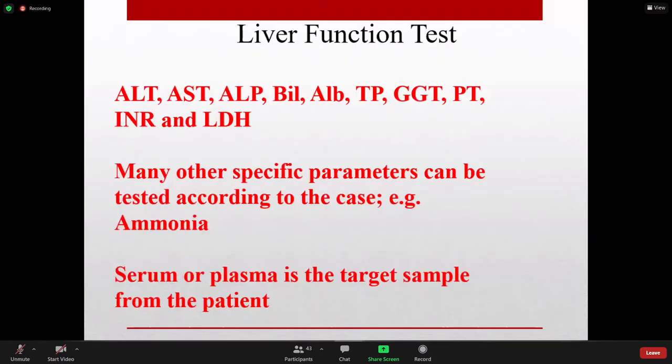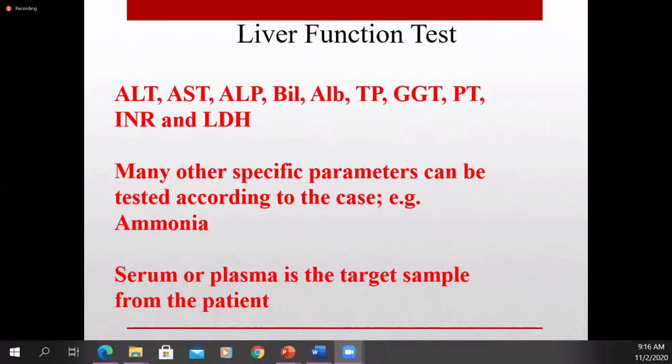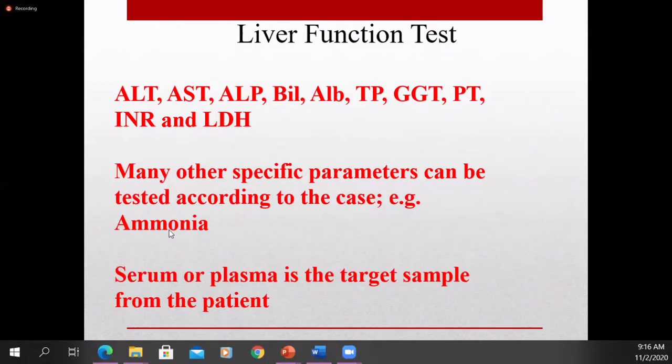Okay, share screen. Okay, here we go. As we said a moment ago, we have parameters that could be fewer or more than the panel available. So we have a huge panel of the liver test depending on the case itself. For example, sometimes you could request ammonia as an extra parameter, and sometimes you could choose another parameter depending on the situation, like including LDH or not in the test.